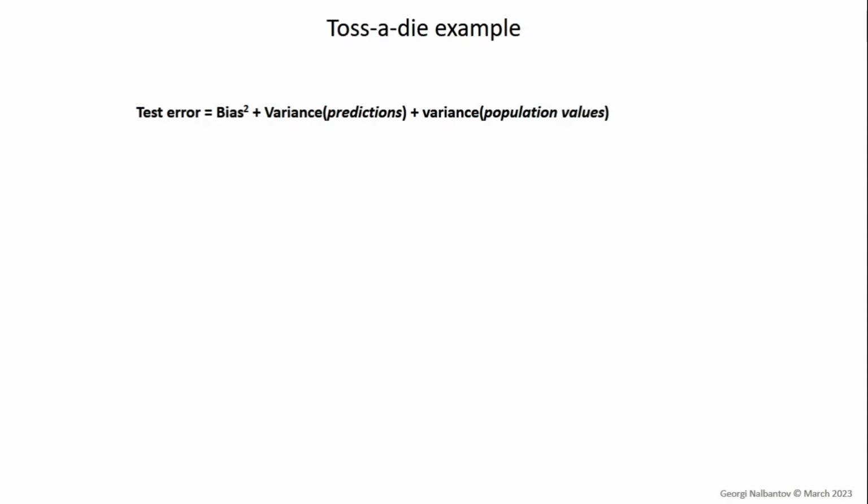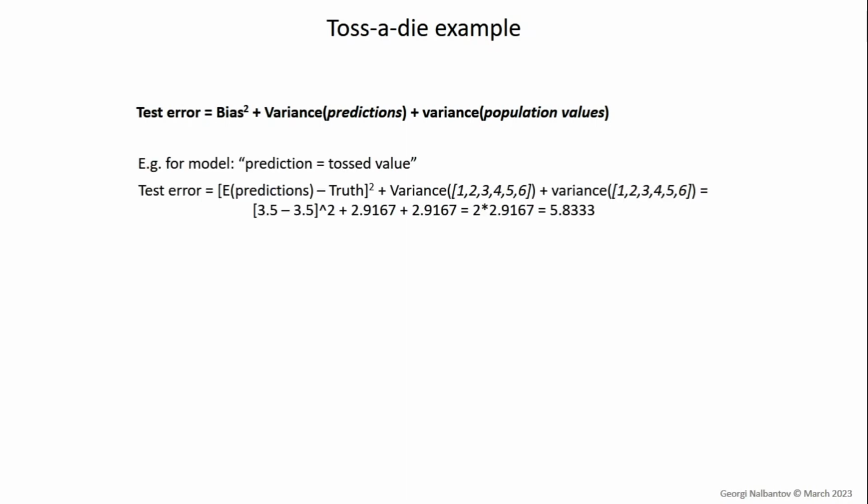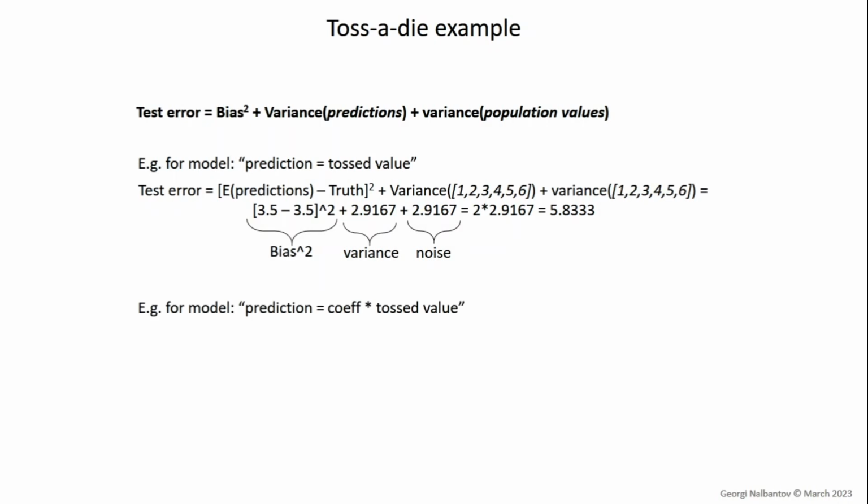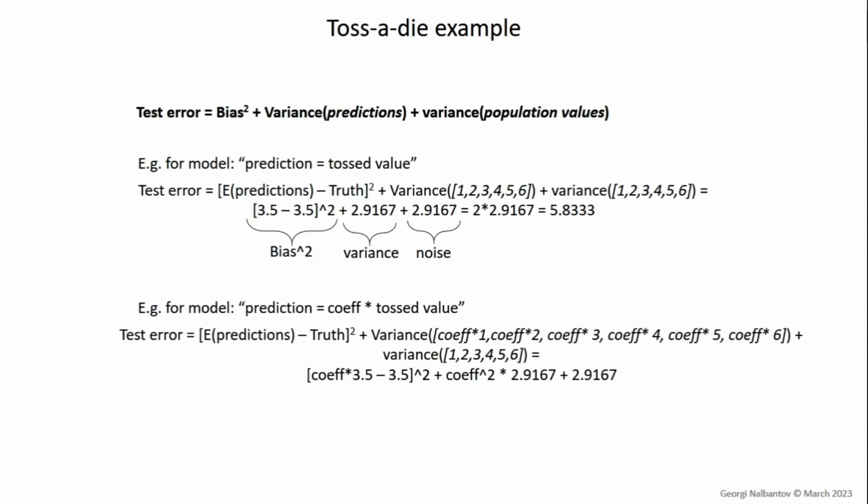So the test error, the squared test error, can be decomposed into bias squared plus the variance of the predictions plus the variance of the population values, which is known as noise. In our case, when the prediction is equal to the toss value, we have that the test error is bias squared, 0, plus variance of the predictions, plus noise. So variance is a shorthand for variance of the predictions of our model over different training sets. So in this case, the test error is 5.83, and when we have a coefficient times the toss value, we see what is the test error, and now we can plot it for different coefficients.